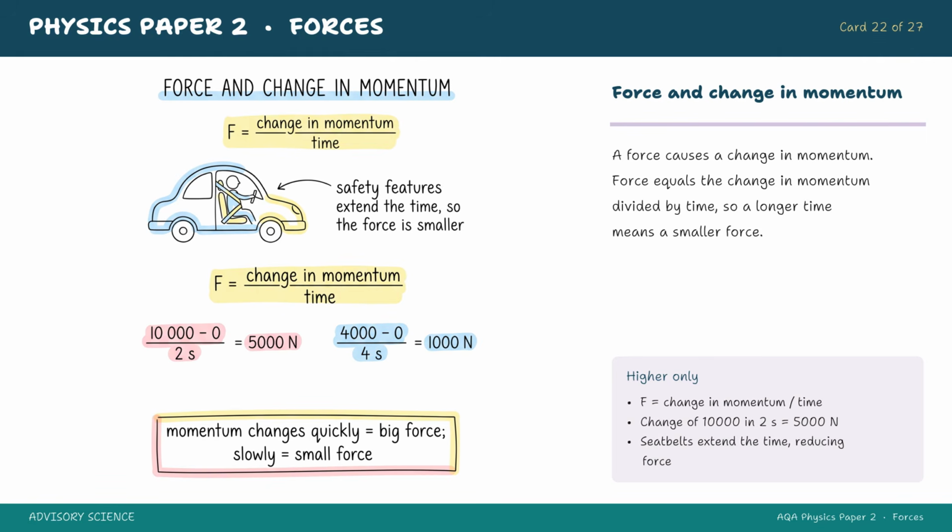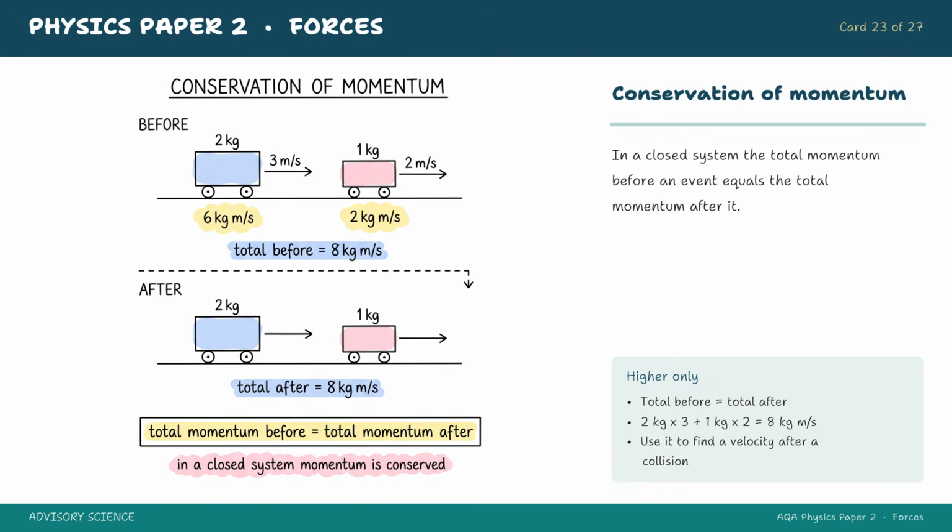Conservation of momentum. Conservation of momentum means that in a closed system, the total momentum stays the same before and after an event, like a collision, for example. Momentum is mass times velocity. So if two cars collide, we add their momentum before and set it equal to their total momentum after.